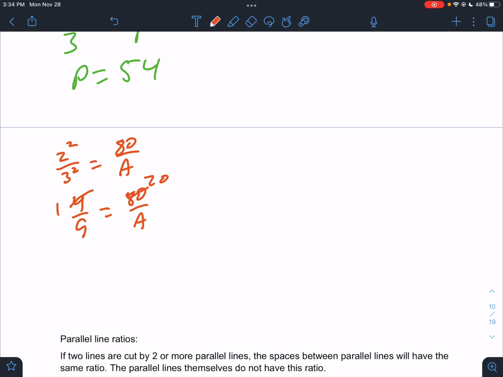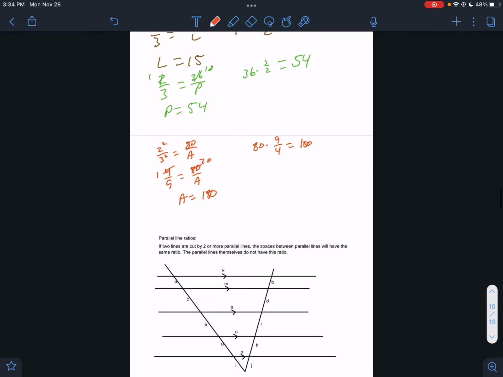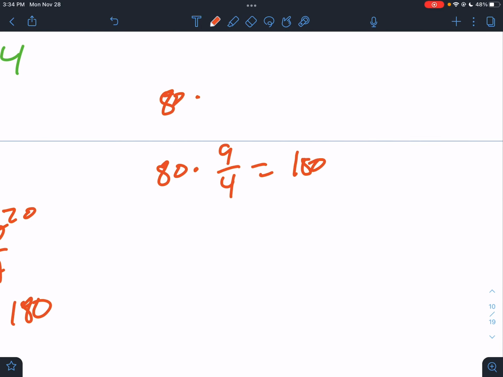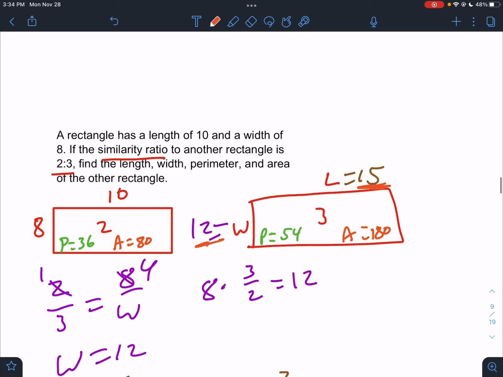4 and 80 reduces to 1 and 20, so the new area would be 180. If I was using scale factor, you would do 80 times 9/4. And that would equal 80 divided by 4 is 20, times 9 would be 180. So the new area is 180. You can verify it by doing 15 times 12. I promise you it has to be 180. You cannot do 80 times 3/2. It has to be 80 times 3 squared over 2 squared. It must be that way, or it doesn't work. So there would be all the pieces.